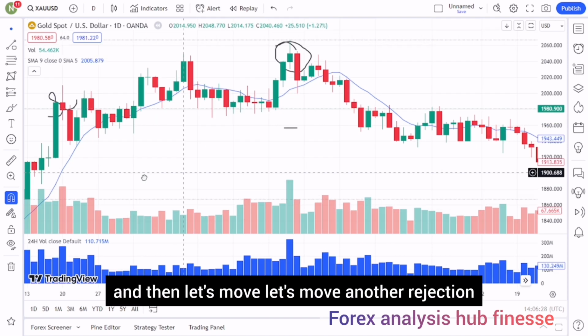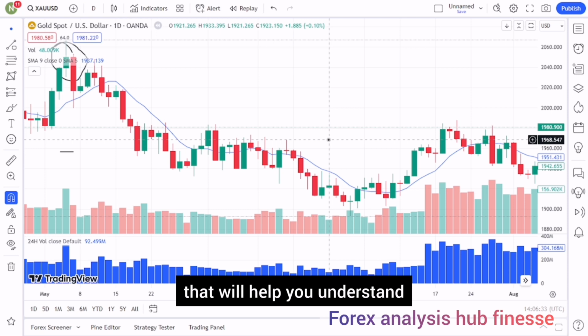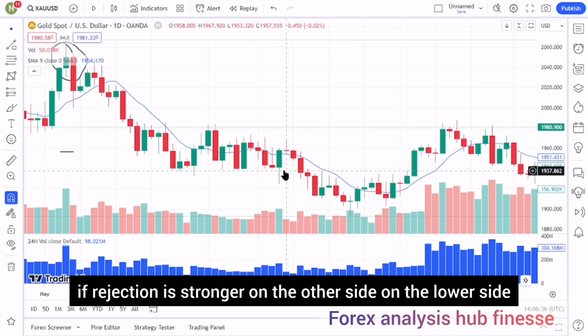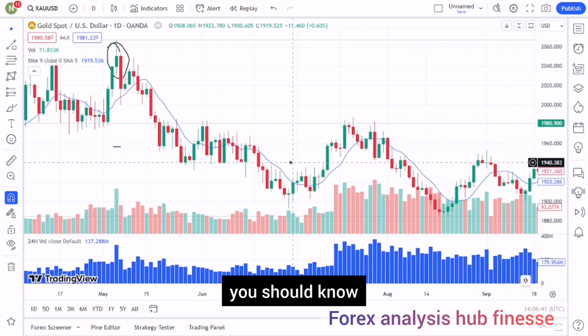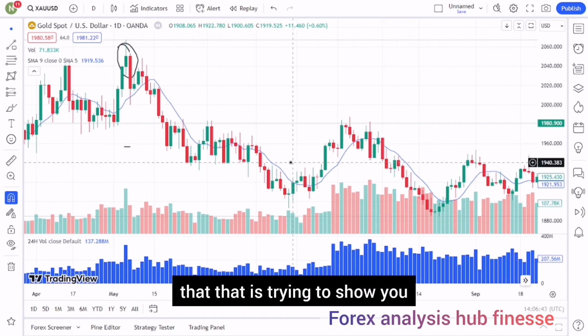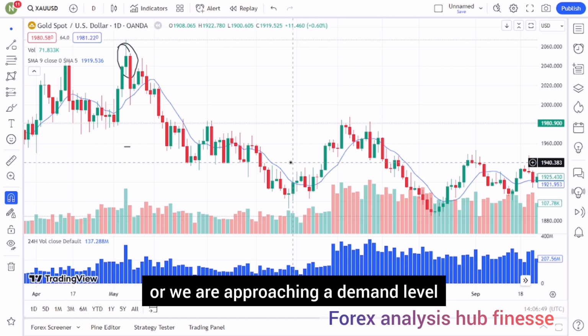And then let's move to another rejection that will help you understand. If the rejection is stronger on the lower side, and it's on its key levels, you should know that it is trying to show you that we are either on a demand level or approaching a demand level.